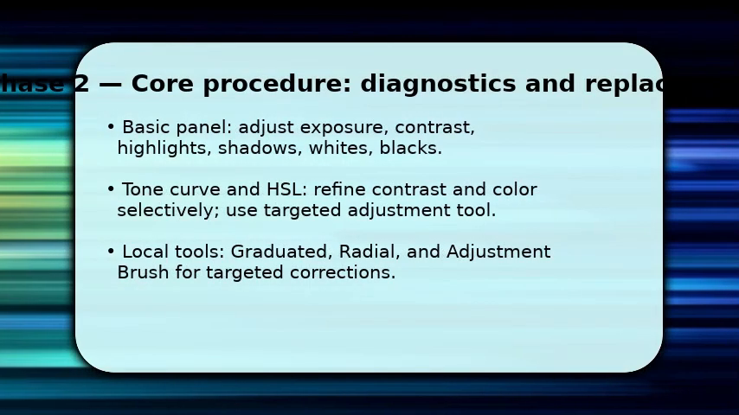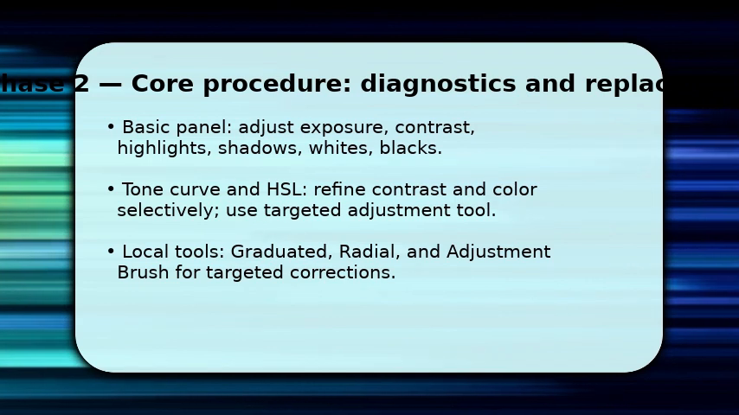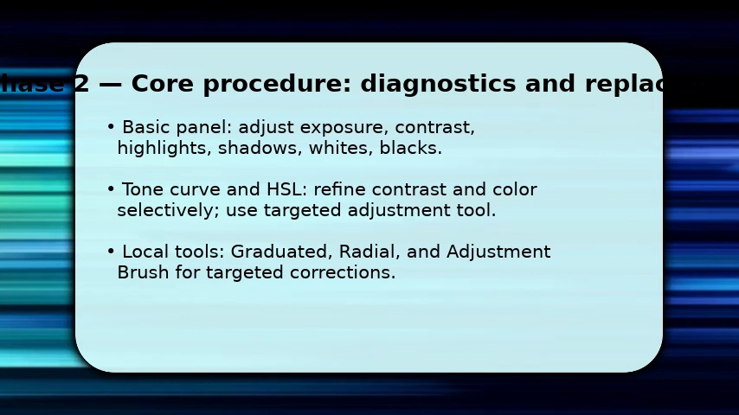Now you move into the Develop module to shape light and color. Start in Basic, fix exposure and set contrast, then recover highlights and lift shadows to preserve detail. Use the tone curve for precise contrast and the HSL panel to tweak hue, saturation, and luminance. This isolates colors without global harm.